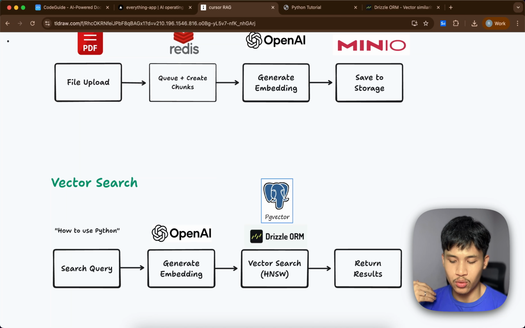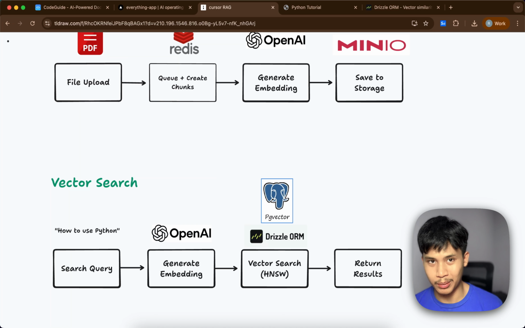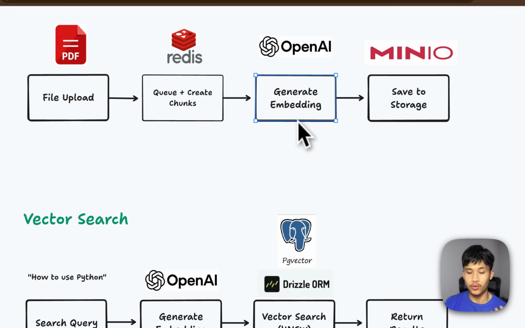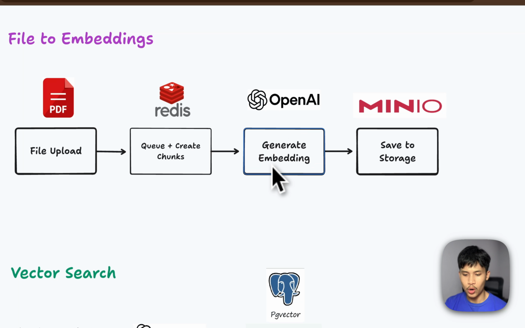Another tool I'm using is the ORM from Drizzle, because that's what we have already implemented from the previous videos. And how it works is each row will have a column called embeddings, or vector, and those vectors will store all the vectors for each chunk in the row.